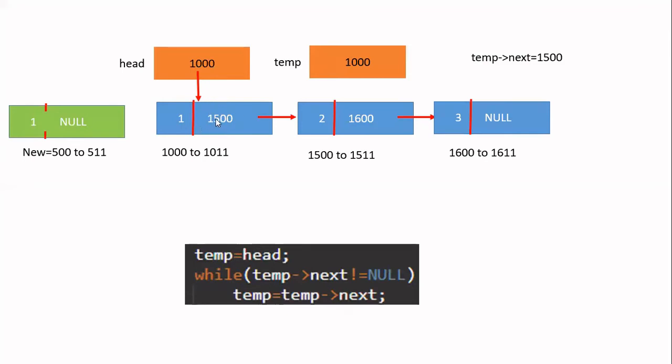Now you are going to check whether this is equal to null. If that is equal to null, you have reached the last node. If it is not equal to null, it is not the last node. It may be either the first node or a middle node somewhere, but not the last node. So you check whether temp arrow next is not equal to null.